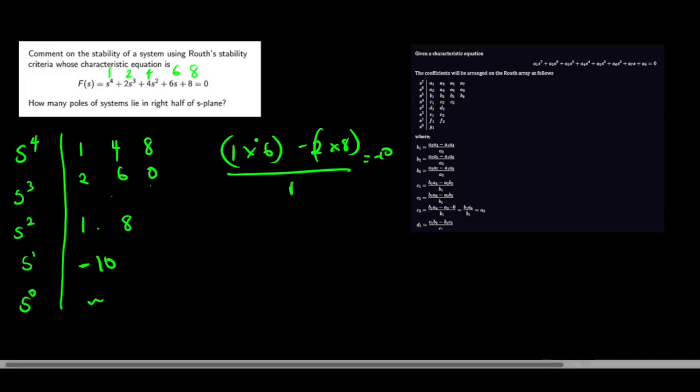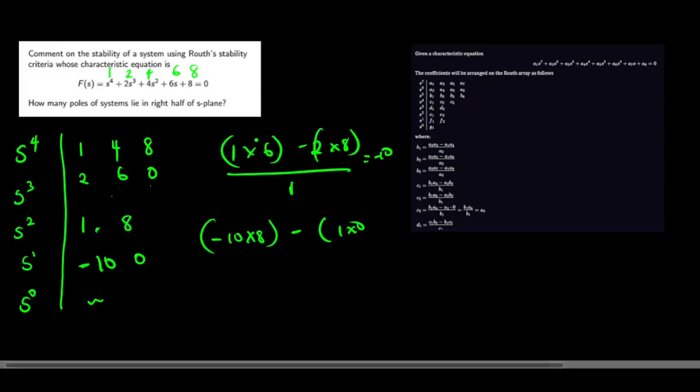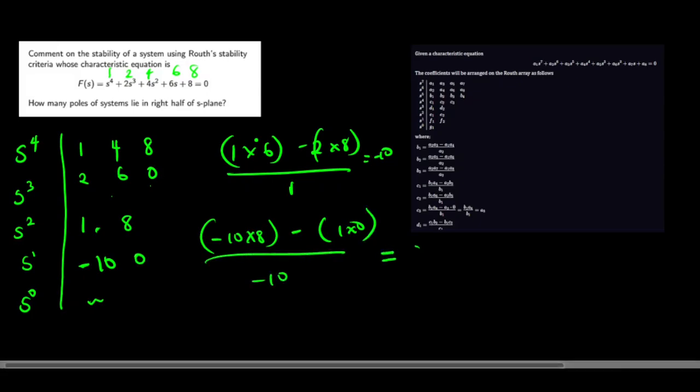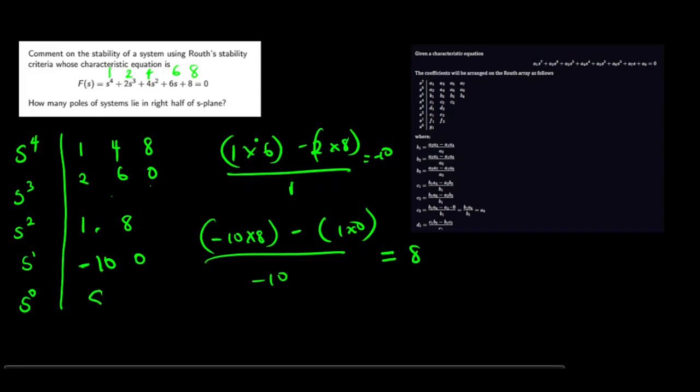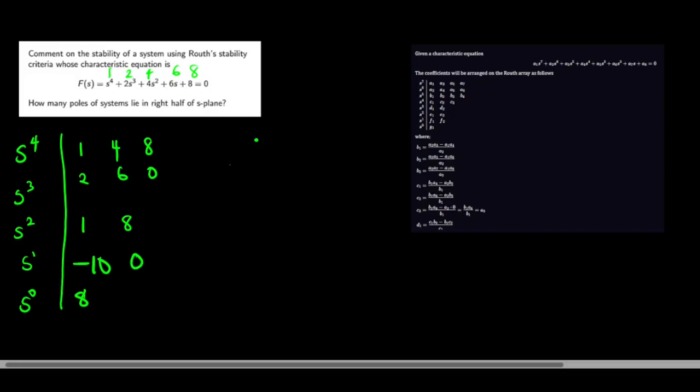And then for this last row, it's going to be minus 10 times 8 minus 1 times 0, all over minus 10. This is simply going to give you 8. So you can write 8 here. So now we have our first column.